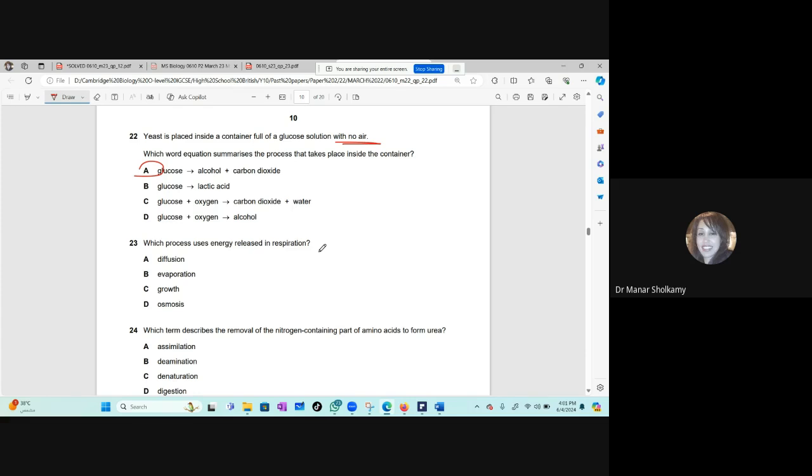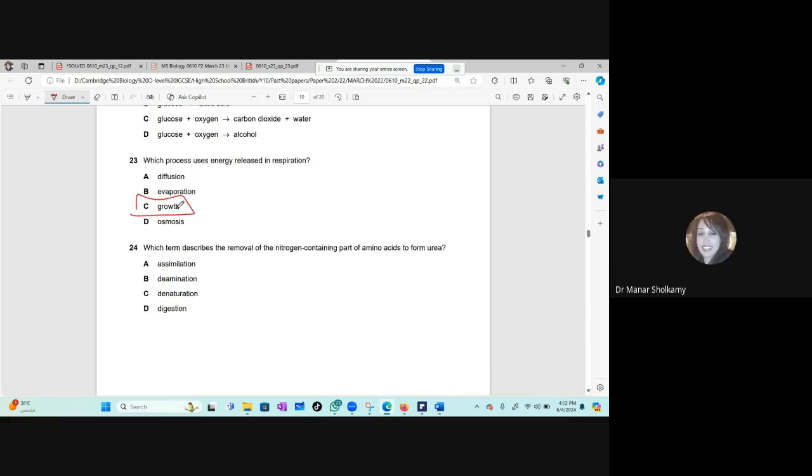What needs energy? Come on. Osmosis. 23. No, it's growth. Osmosis needs energy? No, it's active transport. Yes, of course it's growth. But there is no active transport in the options. I know active transport needs energy, correct? But I don't have active transport. Okay, so you need to choose one that needs energy.